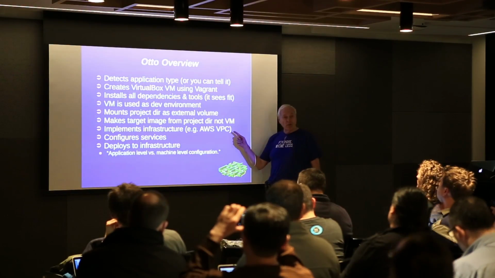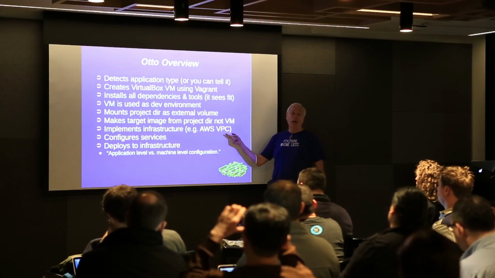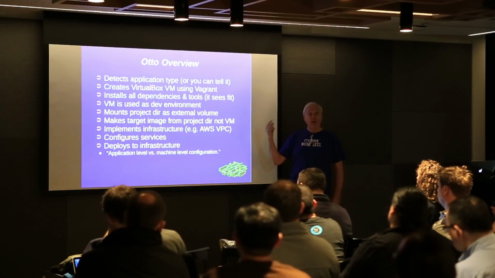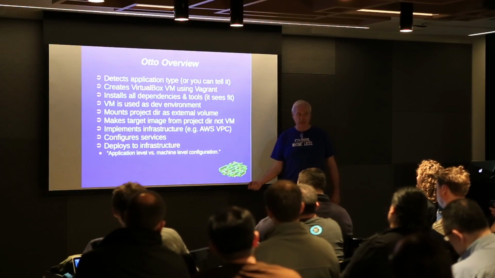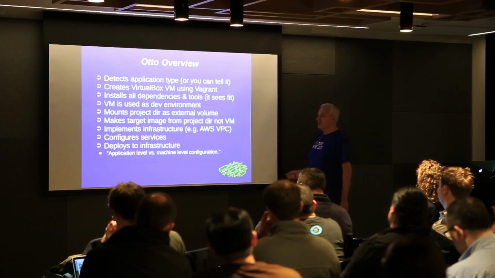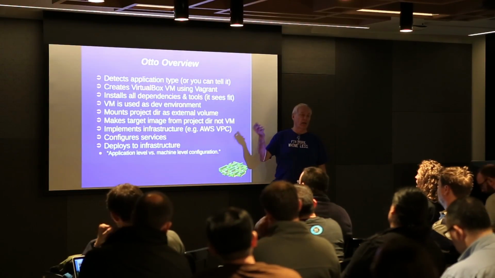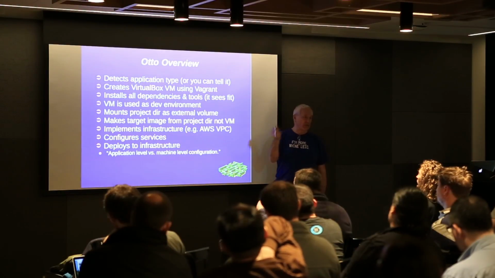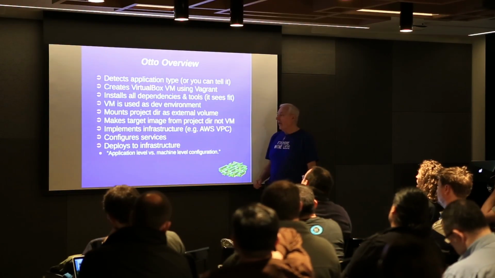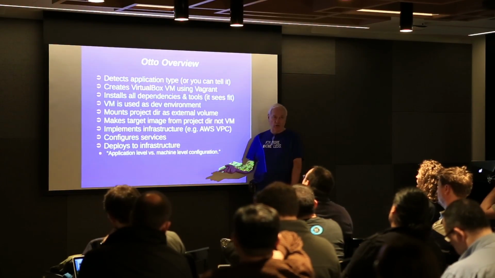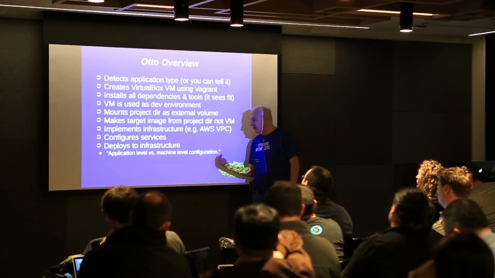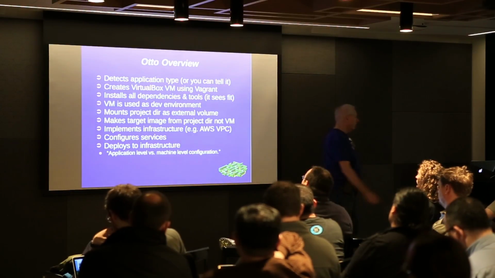It implements the infrastructure, for example, AWS VPC. In fact, right now, it only supports AWS VPC, but obviously it's going to support more in the future. It configures the services, so things like the VPC gateways and so on and so on, and it deploys it to the infrastructure. And it describes itself as being application level versus machine level configuration.